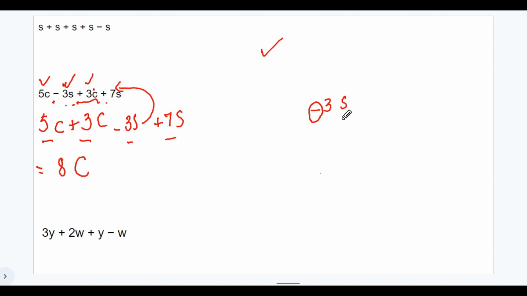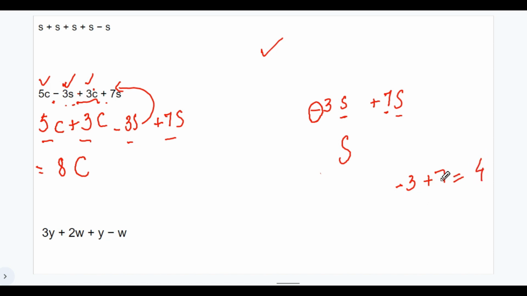Okay, so minus 3s plus 7s. Again, what you need to do, your variable is not going to change. S is not going to change. The coefficient will be changed. So what is the coefficient? 7 and 3. You can write like this, minus 3 plus 7. Okay, so minus 3 plus 7 will give you 4.